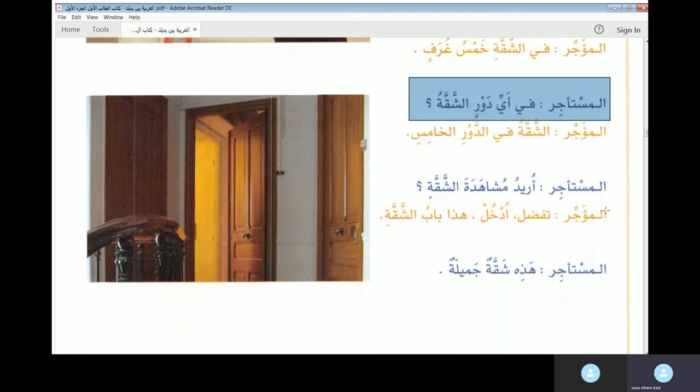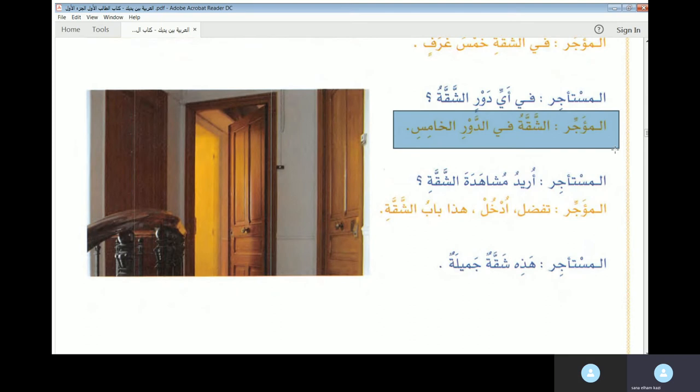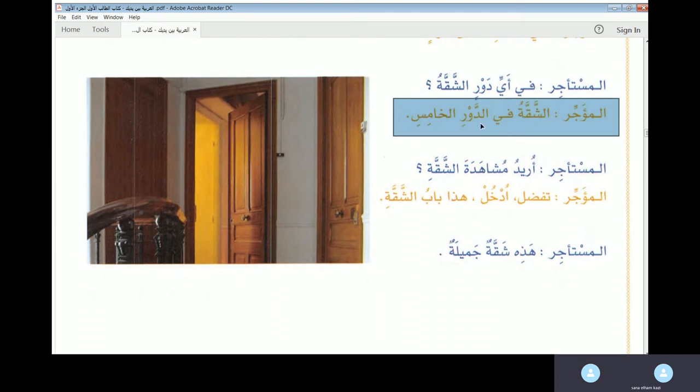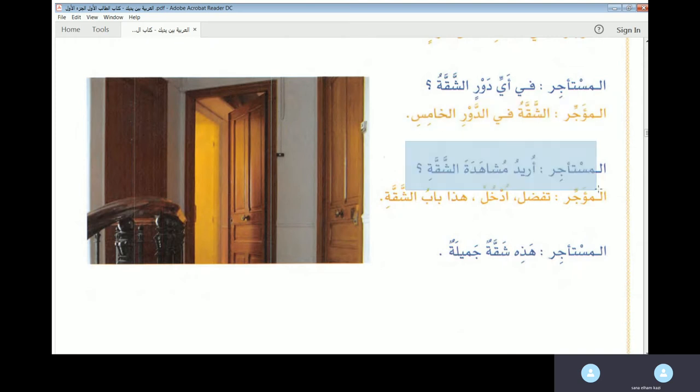Okay. Fi ayyi daurin shakati? In which floor is the apartment? Ashakatu fi dawril khamis. The apartment is in the 5th floor. And what is ayyi? Ayyi means which. Which, yes.